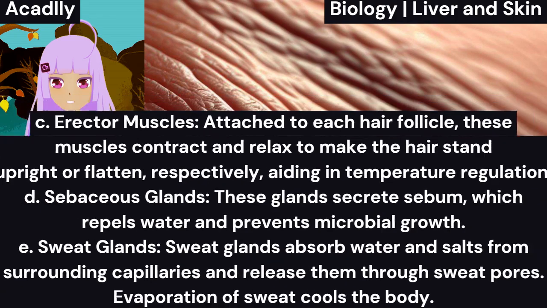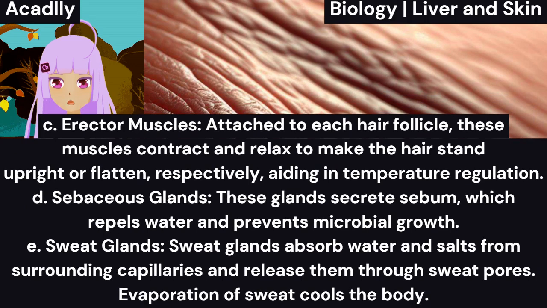C. Erector muscles. Attached to each hair follicle, these muscles contract and relax to make the hair stand upright or flatten, respectively, aiding in temperature regulation. D. Sebaceous glands. These glands secrete sebum, which repels water and prevents microbial growth. E. Sweat glands. Sweat glands absorb water and salts from surrounding capillaries and release them through sweat pores. Evaporation of sweat cools the body.